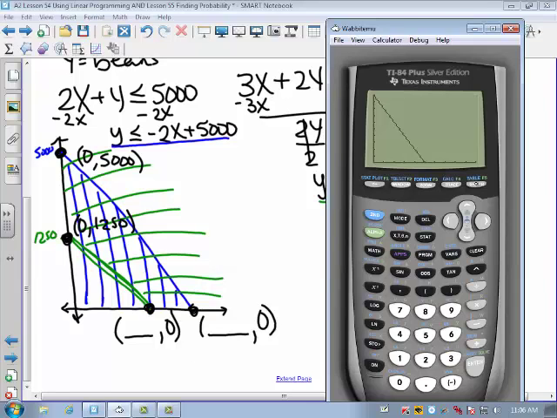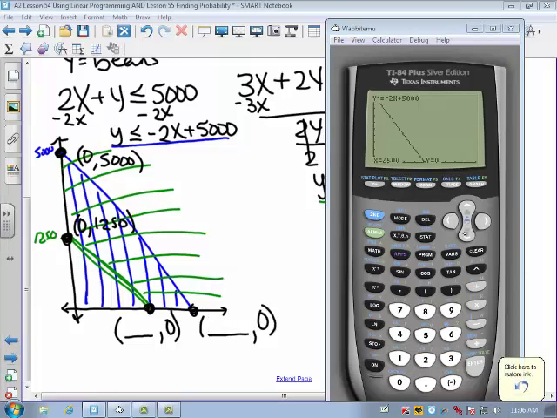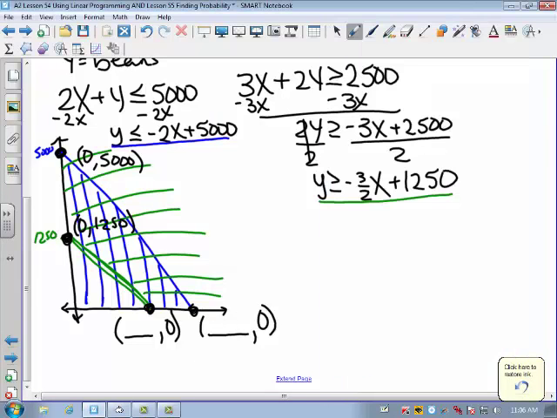So to figure out what this is, I'm going to say trace, and I'm going to go down. Oops, it's already right there. Look at that. So what is my x equal to when y is 0? 2,500. Okay, so this is my first one, right? My blue one. So I'm going to say 2,500 right there. Okay, now I want to work on the other one.